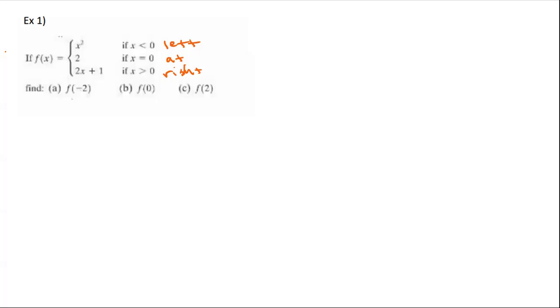Good, it's going to be at the left. So for this case, we want to use the first equation, because it wants us to evaluate only at the left of 0, and -2 is less than 0. So f of x is equal to x squared, and f of -2 is equal to -2 squared, which gives us +4. And that's our answer.